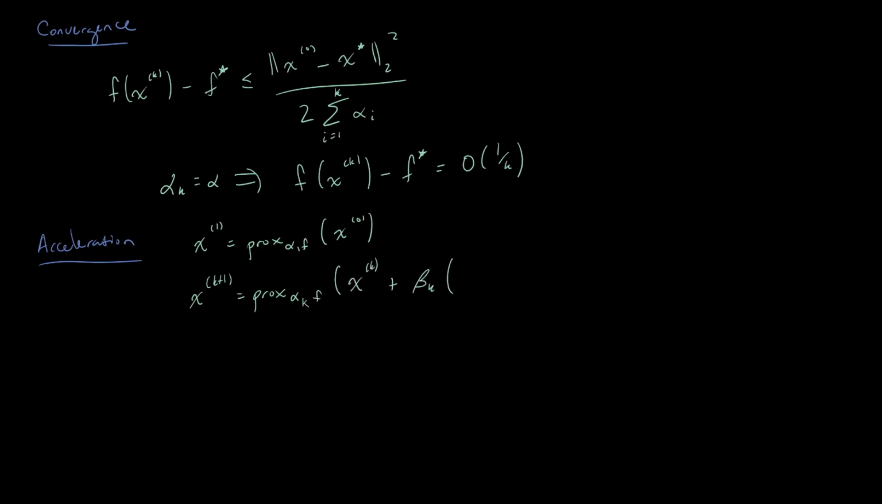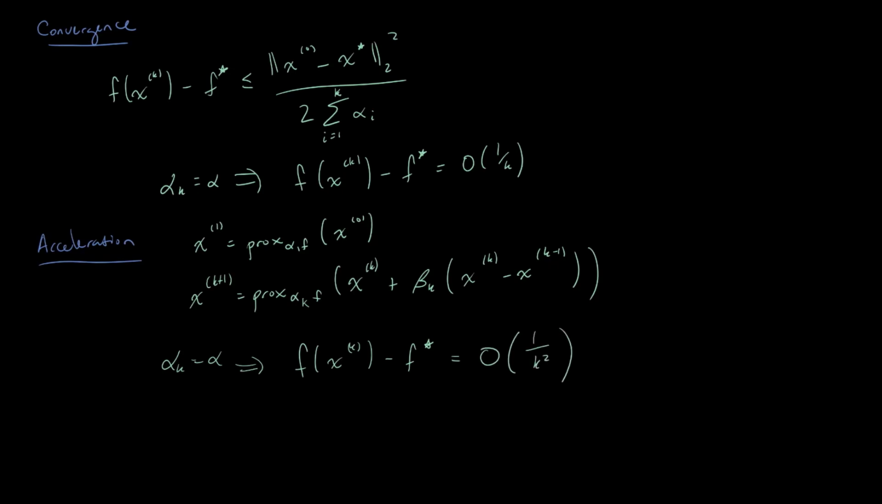This is the same idea as in Nesterov's method, and as before, we can set the β_k in essentially the same way. And if we do so, we can get much faster convergence guarantees. So in particular, if the α_k, for example, are just chosen to be fixed for a constant step size, we're going to get a convergence rate of 1/k². Now this is way better than 1/√k, and also dramatically better than 1/k.